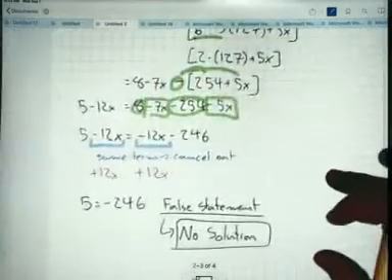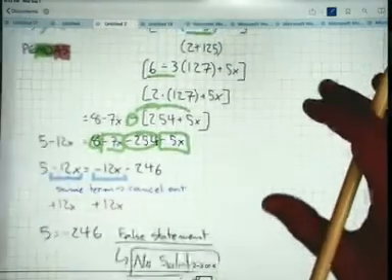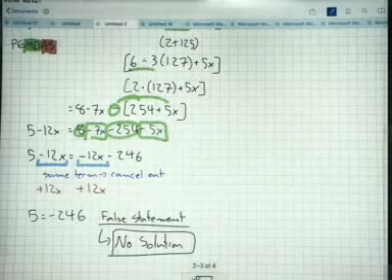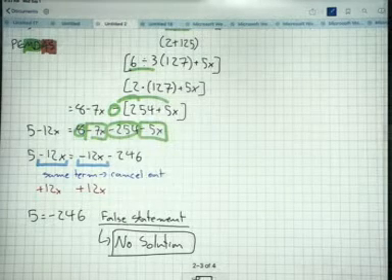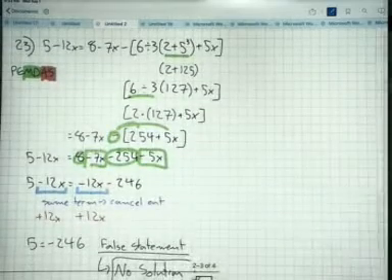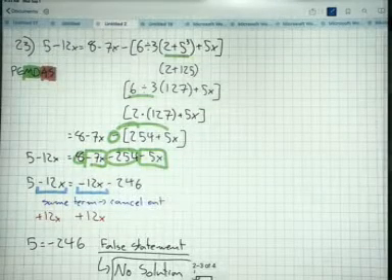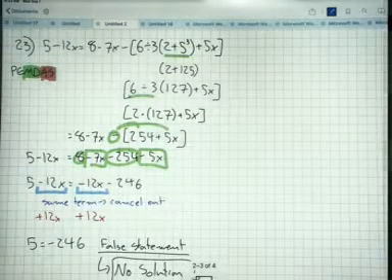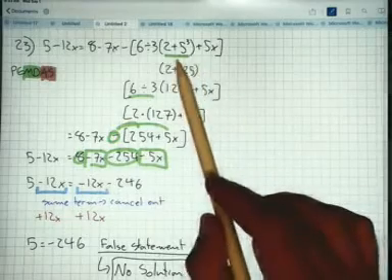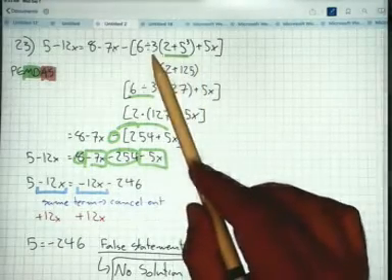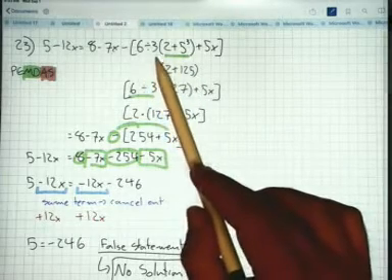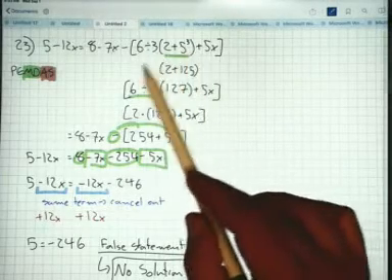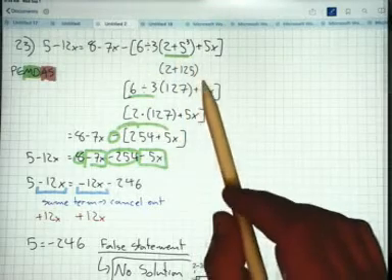This equation has no solution. Now, perhaps the tricky part in this, even if you happen to have messed up dealing with the parentheses, and maybe you distributed 3 first and then 6 divide.